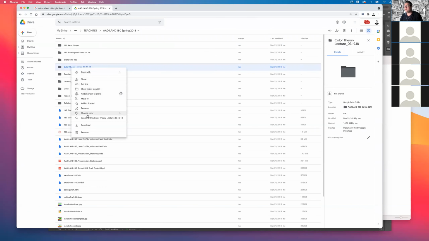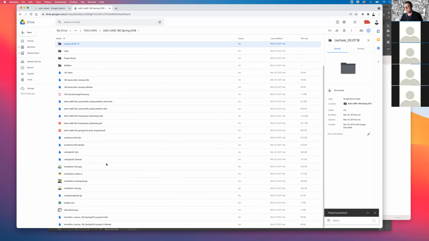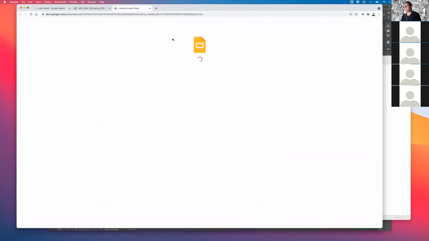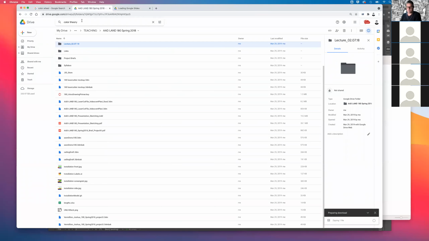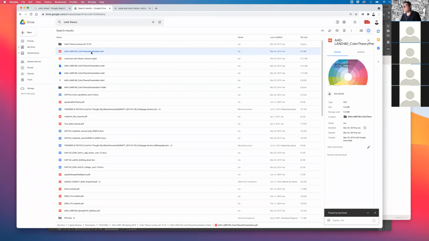Let me just download this. Sorry about that. That's odd. Well, that's downloading. Getting zipped and downloading. I'm going to search in here really quickly. Certain I have some sort of scale. Loading Google Slides. What's that? Color theory presentation. Here's the PDF. Maybe I'll just download this, try that.